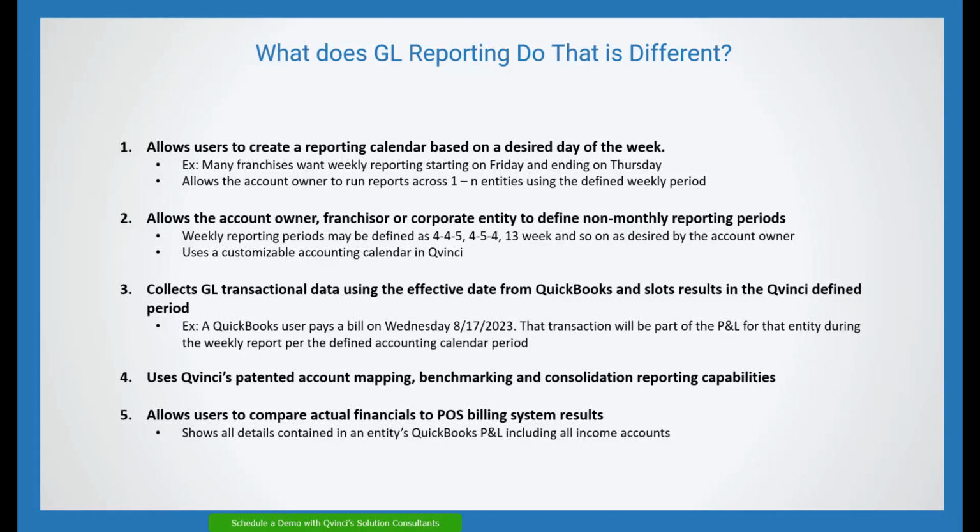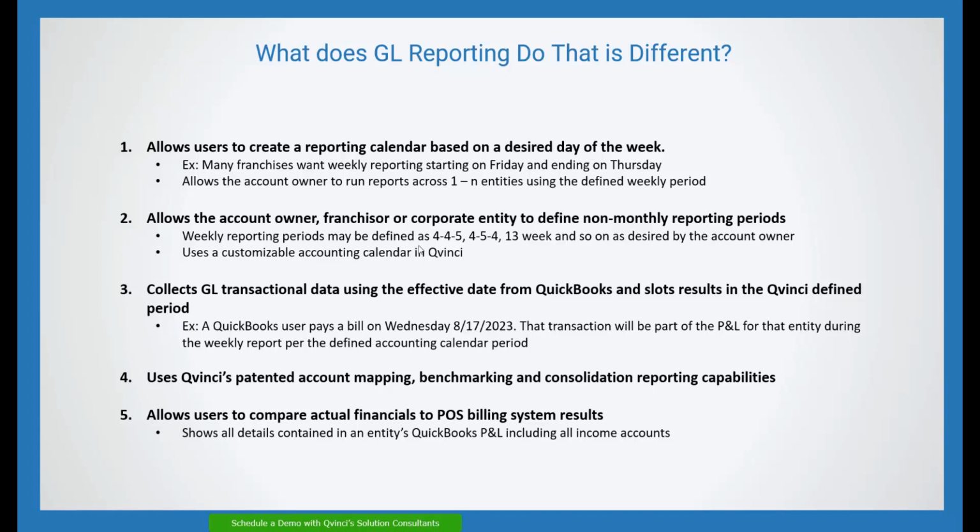So how does this work? Qvinci collects GL transactional data using the effective date that was entered for the transaction by the user in each QuickBooks file. So as an example, a user pays a bill on Wednesday. In this case, I said 8/17/2023. That transaction falls in the middle of a weekly period on Wednesday for that entity. So Qvinci will collect GL data from all locations with daily dates for transactions and group them according to the weeks and the periods, in this case 4, 4, 5, that you have decided you would like to report on.